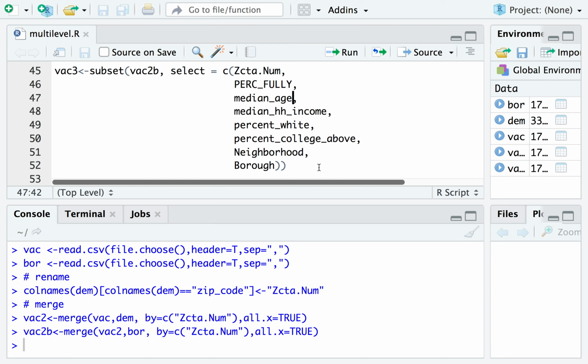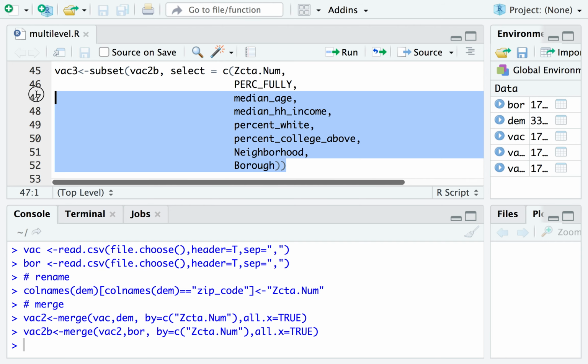So I should have prefaced this by saying that this is not the best data set for this. I'm mainly using this just to go over how to run multi-level modeling in R. You shouldn't draw any conclusions from this. This is not an ideal data set. Ideally, I would have the actual individuals who are eligible to be vaccinated, and then I can cluster it. My level 2 clustering would be zip code. But in this case, my level 1 clustering, or my sample, is made up of zip codes, and my level 2 clustering is neighborhood. So let's run this.